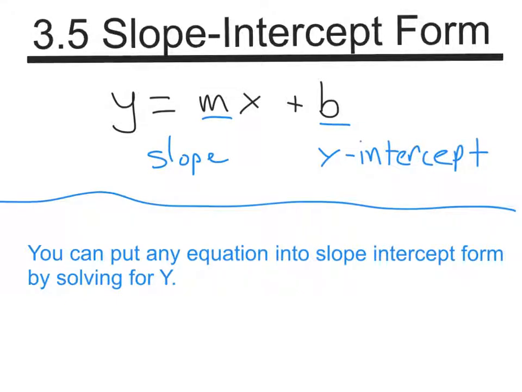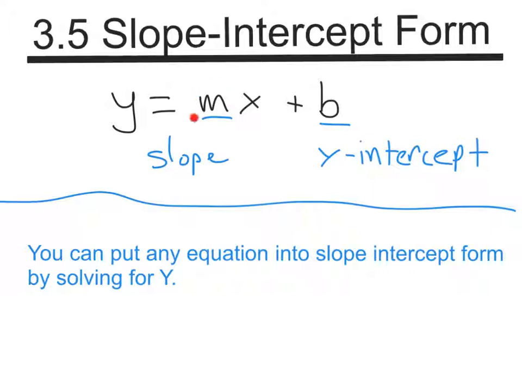This is section 3.5, Slope-Intercept Form. You can take an equation of a line and write it in several different forms, the most useful of which is the slope-intercept form. This is the form right here, y equals mx plus b. It's very useful because it gives us a lot of information about the line, and it's also very easy to graph from that form. It gives us the slope and the y-intercept.